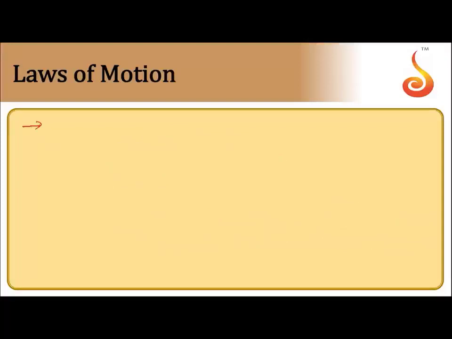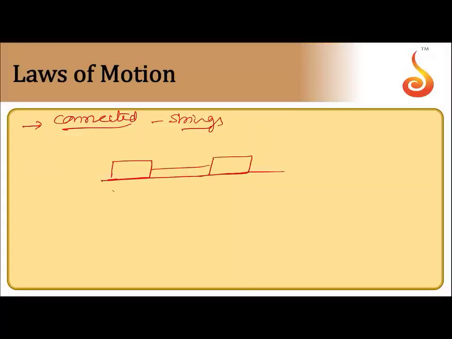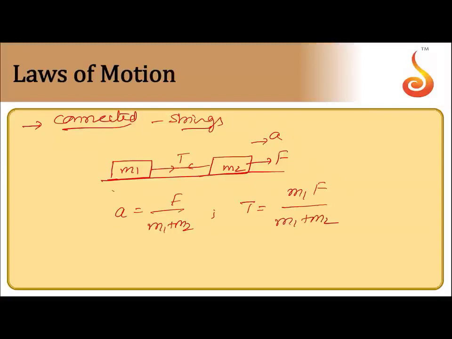Let us consider connected bodies again, this time with strings, not in contact but with strings. For example, I am considering this case of two blocks connected by a string. Masses are m1 and m2, and I am applying a force F, and the entire system accelerates towards right with an acceleration a, and T is the tension in the string. Acceleration is clearly F divided by m1 plus m2, and the tension in the string is m1 F divided by m1 plus m2.